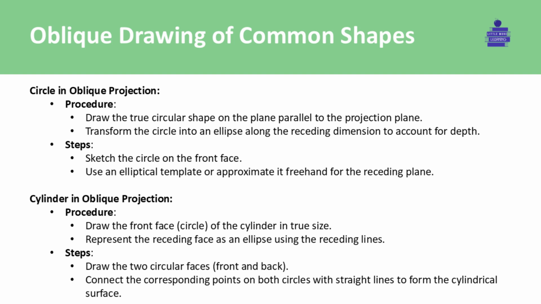For cylinders, we're essentially connecting two circles, one staying true and one becoming an elliptical shape. Imagine a can of soup. The opening facing you remains circular, while the other end appears oval-shaped. The vertical edges of our cylinder remain parallel to each other, creating a sense of depth. Drawing these curved shapes might take some practice, but understanding how they transform in oblique projection helps us create more accurate and visually appealing drawings.